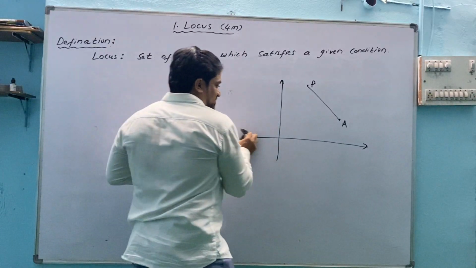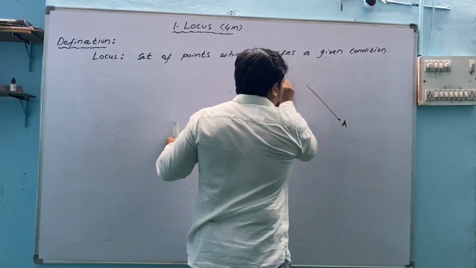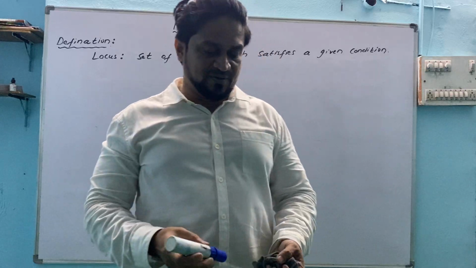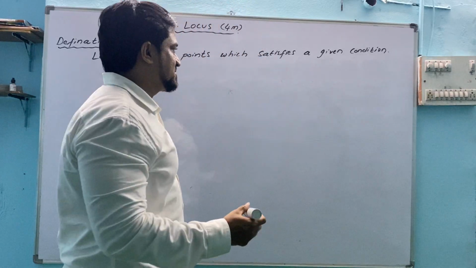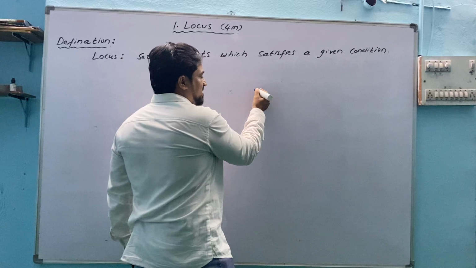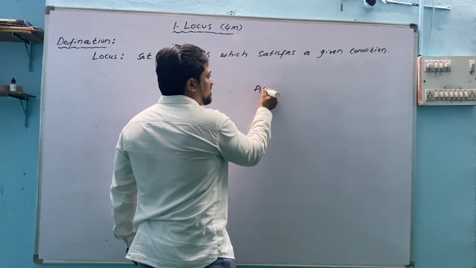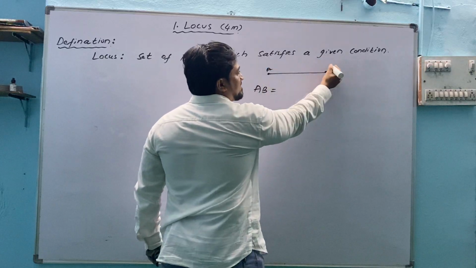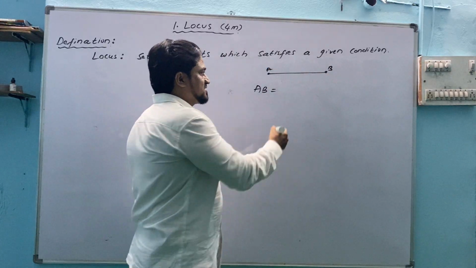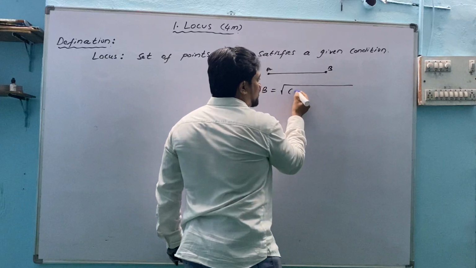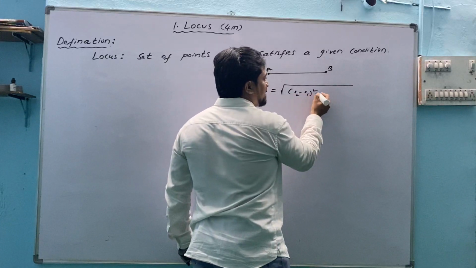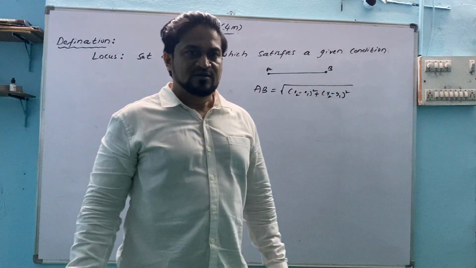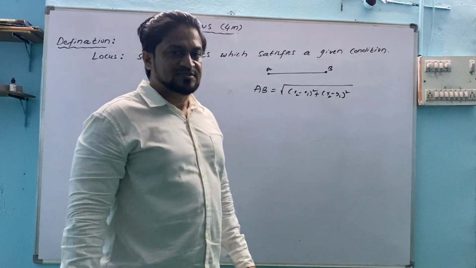What you want to learn before starting the unit, a few points are there which you have to remember. First point is the distance formula. If you want to find the distance between 2 points, suppose these are the 2 points A and B, I can use the formula root over x2 minus x1 whole square plus y2 minus y1 whole square. This is the distance formula we use in 10th class.